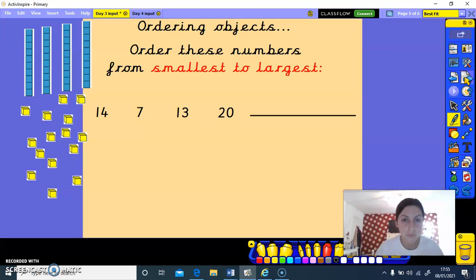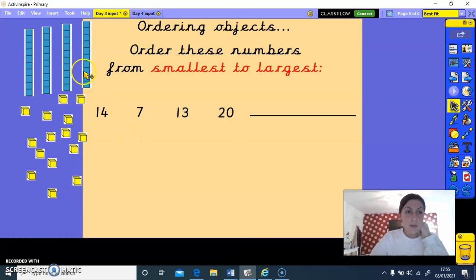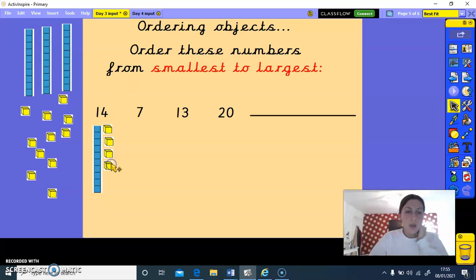Okay, so this time, the next part on your sheets, you have got the numbers, the numerals. It might help you, though, to do that in Deans. So again, you've got the sheet you had last time to cut them up and make them, if that helps you. So this is 14. So I need 1 ten. And how many ones? 4. 1, 2, 3, 4. Okay, this is the number 7. So I need 7 ones. 1, 2, 3, 4, 5, 6, 7.